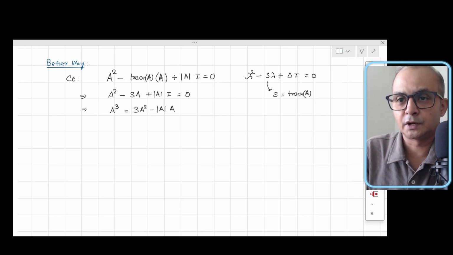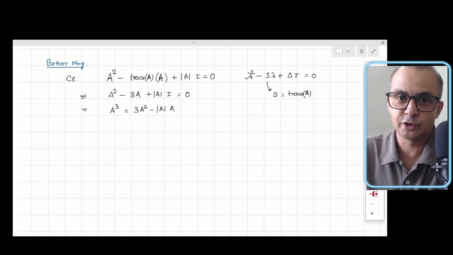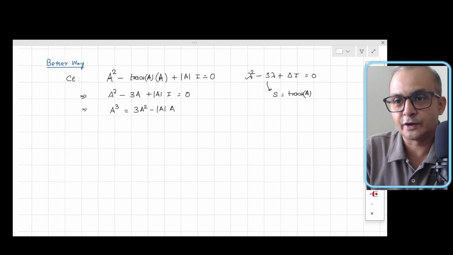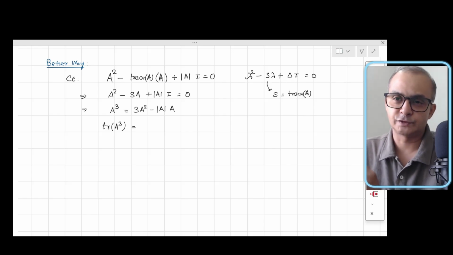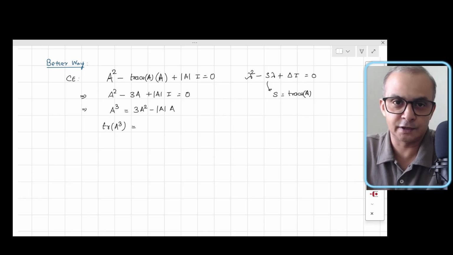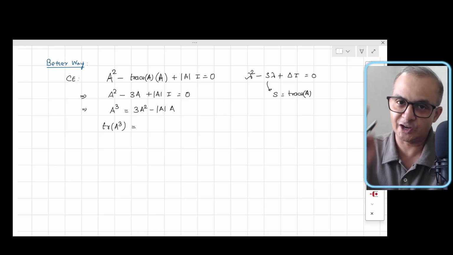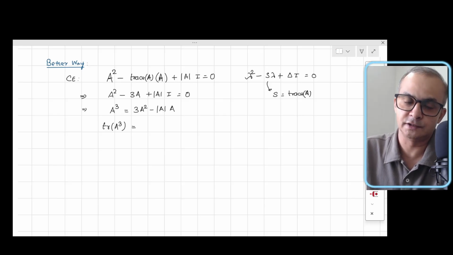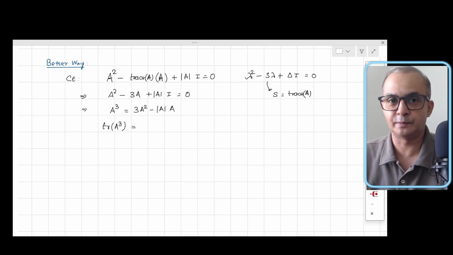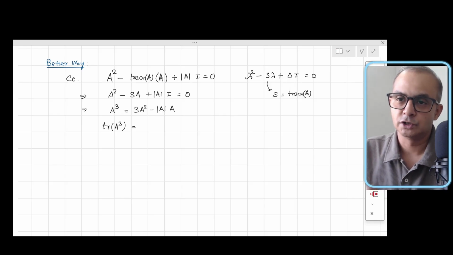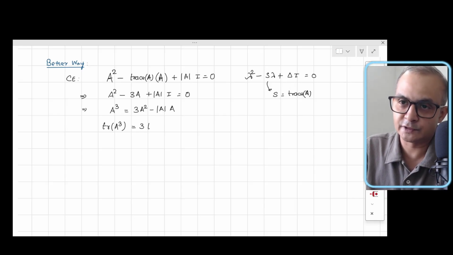Also, I have to find out the trace of A cube because I have to use it. So I apply the trace over here. Once I apply trace to A cube, you notice that when you multiply any matrix with a constant, each entry will be multiplied by that constant, so the trace will also be multiplied by that constant. So we simply say 3 times trace of A square.